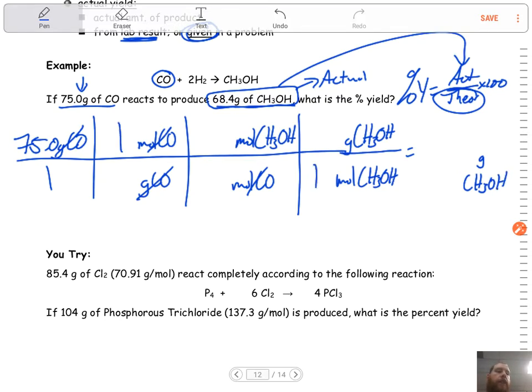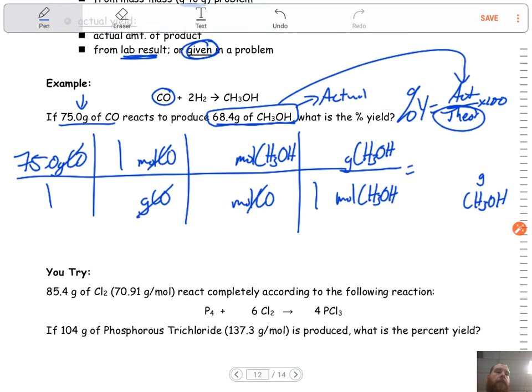Now start filling it in. One goes there, one goes there. My mole ratio, I've got a 1 for CH3OH, I've got a 1 for CO, so that's pretty simple. Now I've got to figure out my masses. When you get the mass of carbon monoxide, it's about 28 grams, and the mass of CH3OH is about 32 grams.